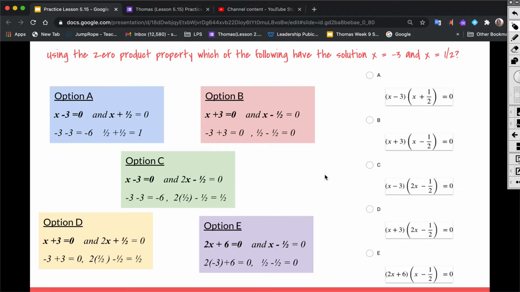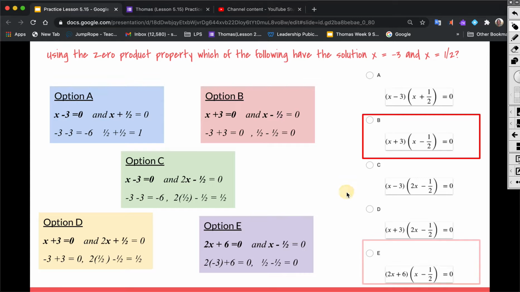So looking at the options, the only options for which both given values of x work would be option B and option E. We notice for option D, it only works for one of the factors.